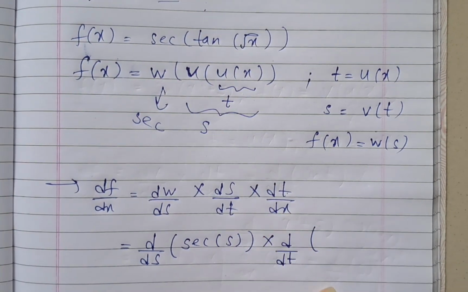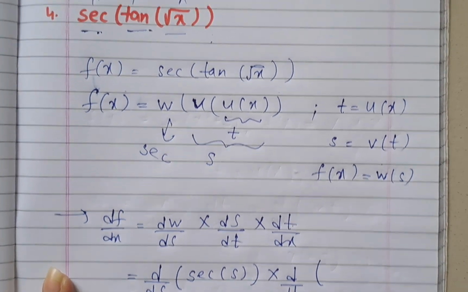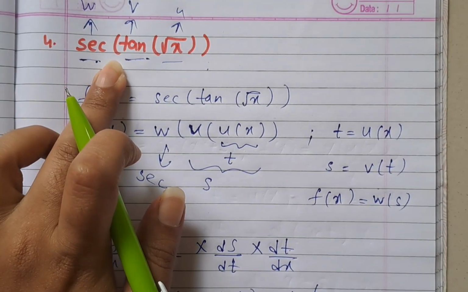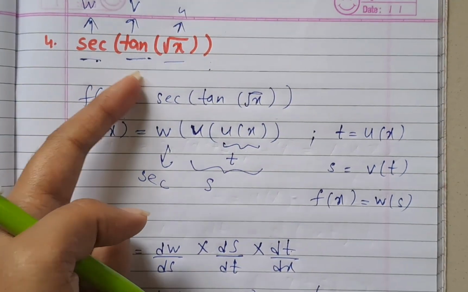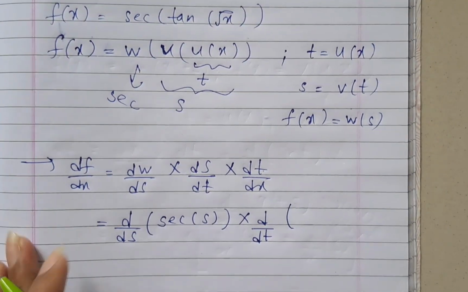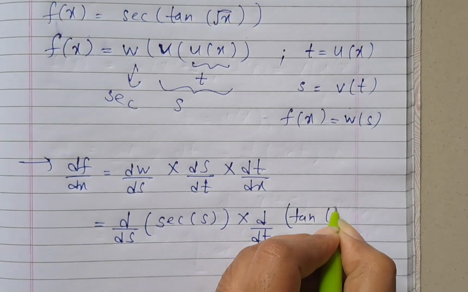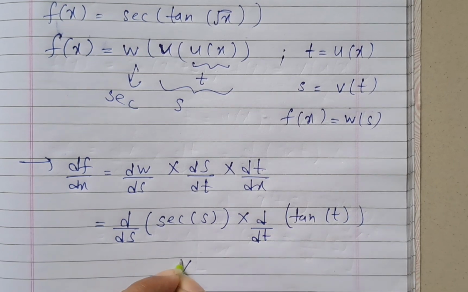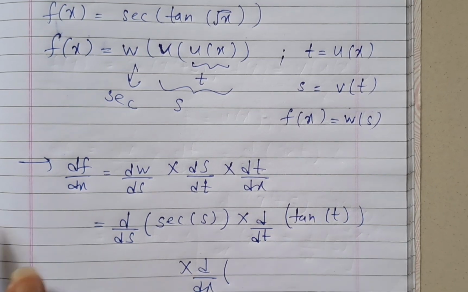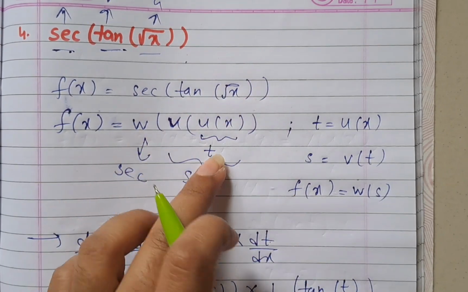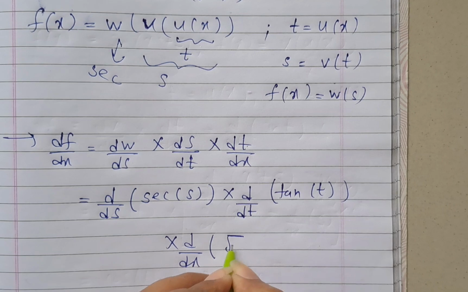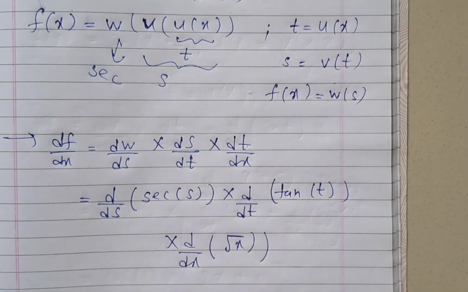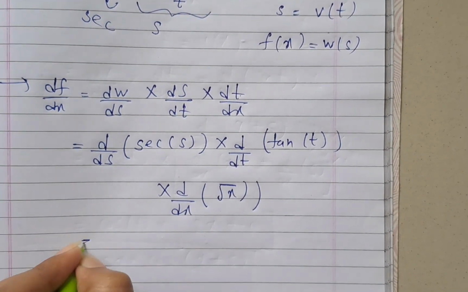Now d by dt of s. So s यहाँ पे क्या है? S here is this entire term, v of u of x. So v of u of x is what? Tan. V is what? Tan. So it will be tan of t, like that, into d by dx of t. So t here is what? U of x. So u is what? Root x. So it will be d by dx of root x, like that. Okay, so now again we are going to differentiate it.